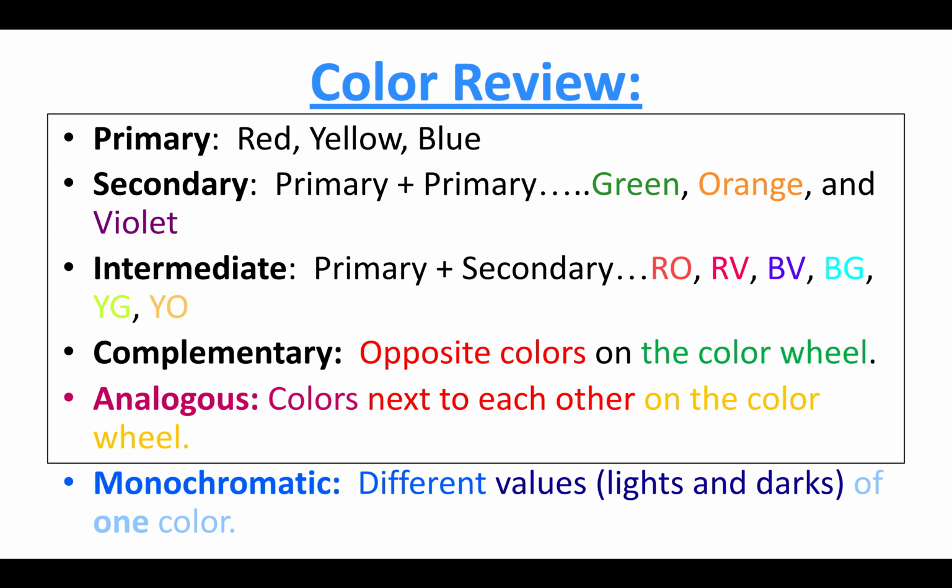Complementary colors are opposite colors on the color wheel. For example, red and green. Analogous colors are colors that are next to each other on the color wheel. So red-violet, red, and red-orange. Monochromatic colors are different values of one color. So the lights and darks. It's made up all of one color, just the lights and darks of it.